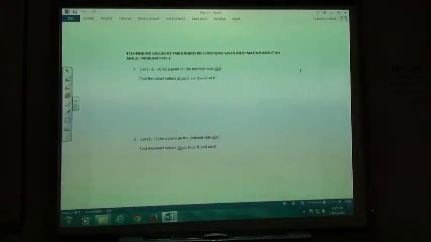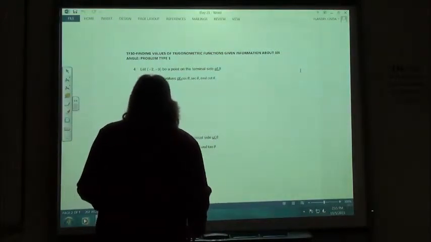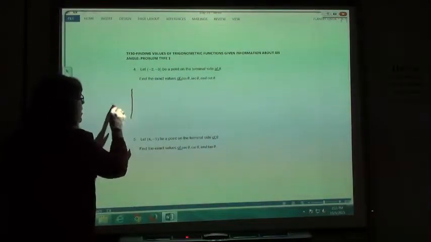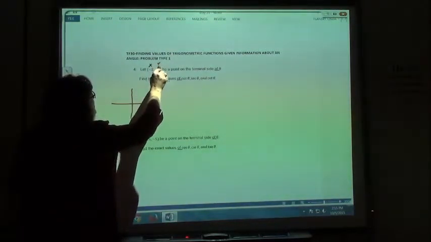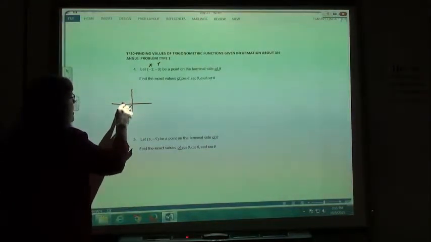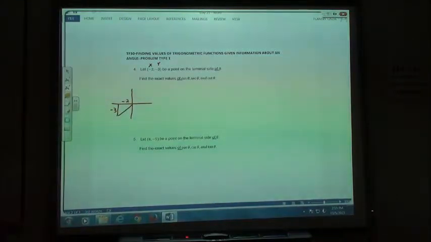Next one, finding the value of a trigonometric function given information about an angle. This is problem type 1. So what we're doing is we're thinking about our graph, with this as my x direction and this as my y direction. If I'm doing -2, -3, I would be over here in quadrant 3.